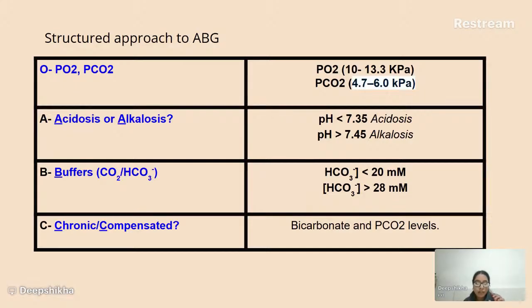So in an ABG, every time you do it, what I do is I look at O for oxygen. Normal values again, 10 to 13.3 kilopascals. Then I look at the CO2, keeping with that O theme. And then I look at A. A is acidosis or alkalosis. I just look at the pH next. Then B for buffers, looking at the bicarbonate levels. And then C. When I've looked at all of these, I should ideally start to get an idea of what's going on, and if it's a respiratory cause or a metabolic cause, and is it acidosis or alkalosis, and whether it's compensated or not, and you would know by the bicarbonate and CO2 levels against each other.